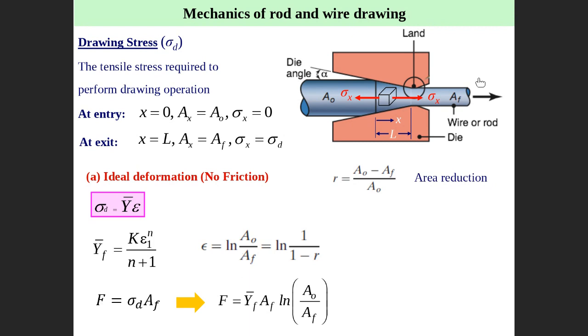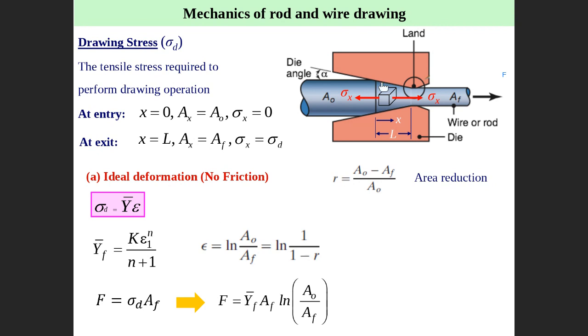Definitely, if you would like to get the force, be careful here. Force is here. Force equals sigma drawing multiplied by AF. So that is Y bar flow epsilon times AF, with epsilon equal to ln AO divided by AF. So this is the force, this is the sigma drawing, and this is AF.